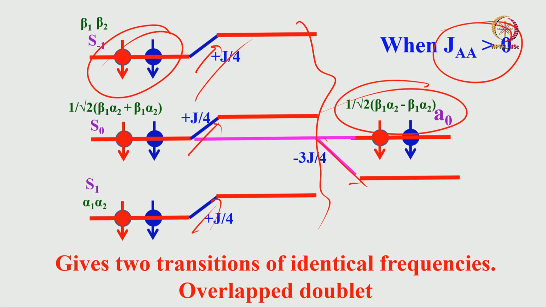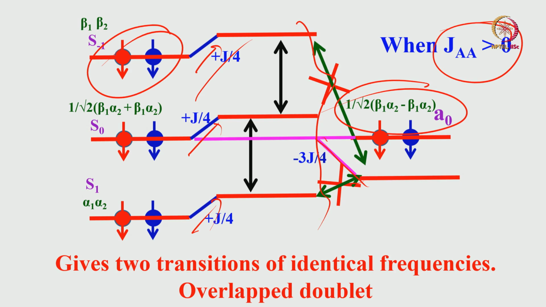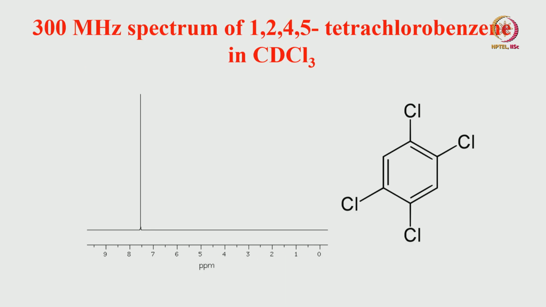I am not going into the details of that, just for you to understand what is happening when there is a coupling and when there is no coupling, and how many peaks you are going to get. Here also only 2 transitions are allowed, and transitions from symmetric to antisymmetric are forbidden. You are not going to see any transitions between these 2. So, you have 2 lines of identical frequency, they will overlap and give rise to a single peak. So, whether there is a coupling JAA present or not, in the A2 case you are going to get a singlet.